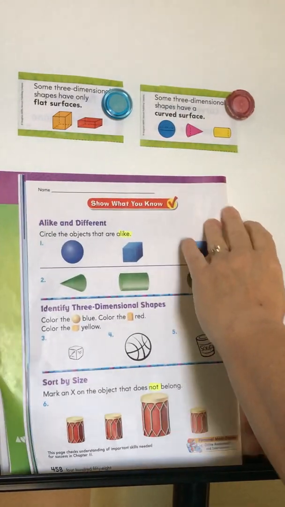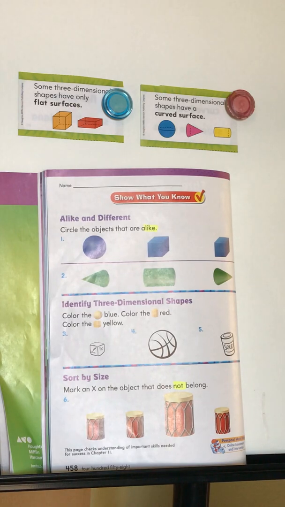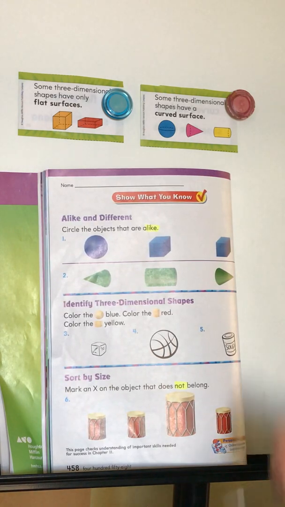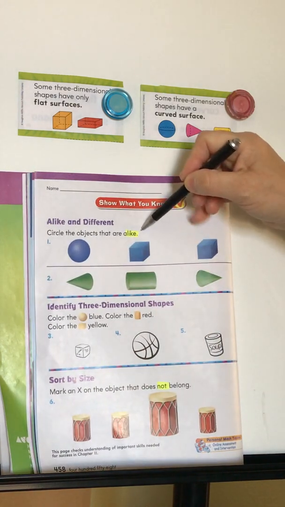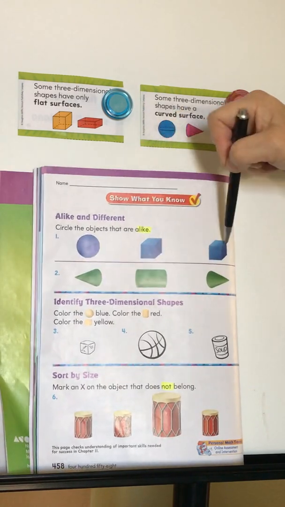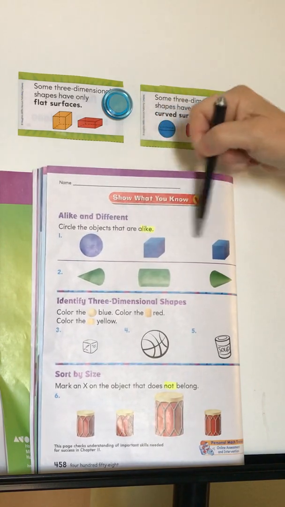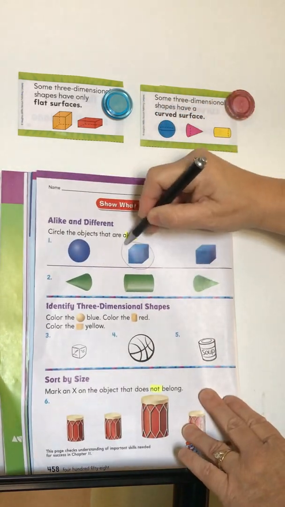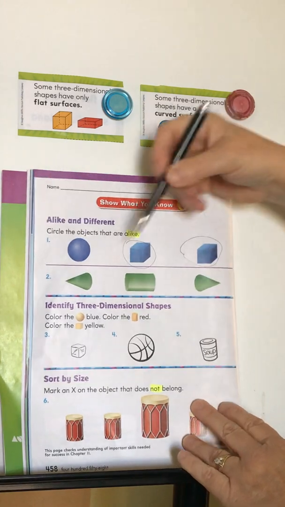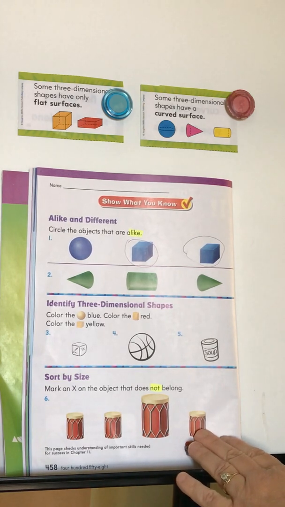Okay, let's go to the Show What You Know on page 458. Okay, the first one says to circle the objects that are alike. Alike means the same. So I see a circular object and more square objects here. Okay, so this one is different. These two are alike. So I'm going to circle the objects that are alike. Okay, so you look at number 2 and you circle the objects that are alike. Which two are alike? Go ahead and circle them.